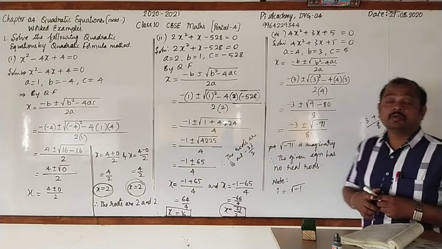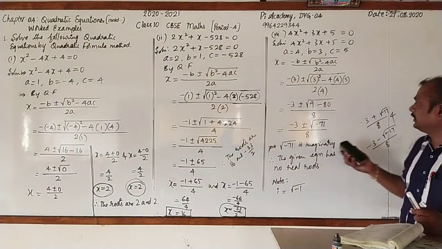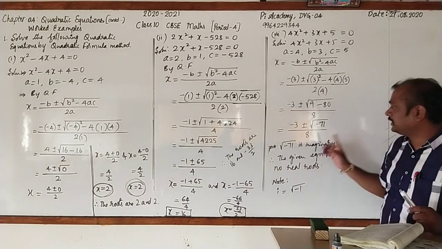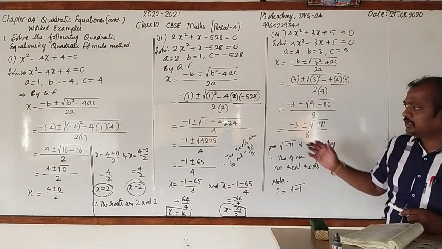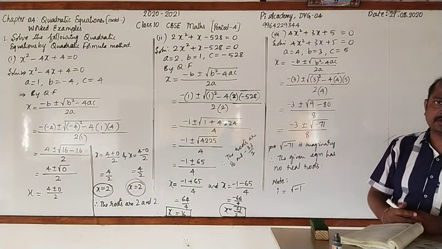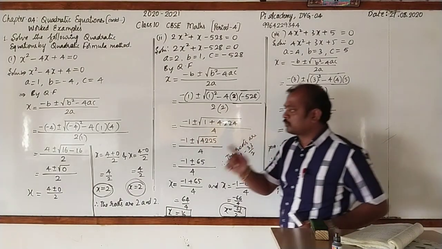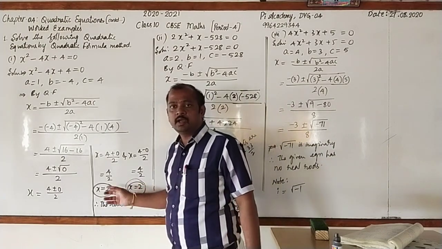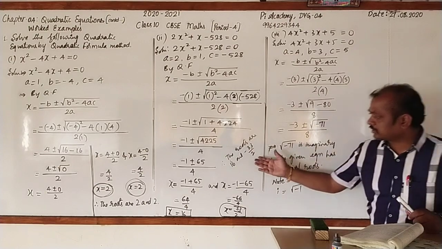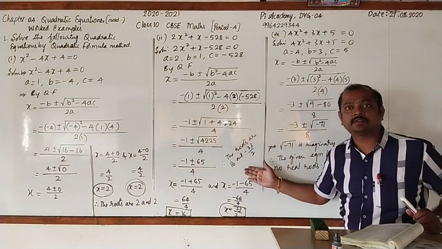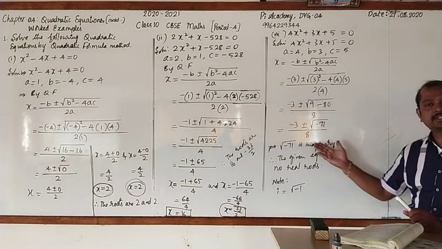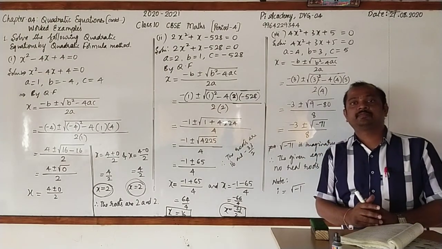Here the roots are not even distinct. Instead, they are imaginary. Got it? These are the natures of roots of a quadratic equation. What are the natures? The roots may be equal and real numbers. They are real and equal. Roots are real and distinct. Then the roots are not real. That means they are imaginary.